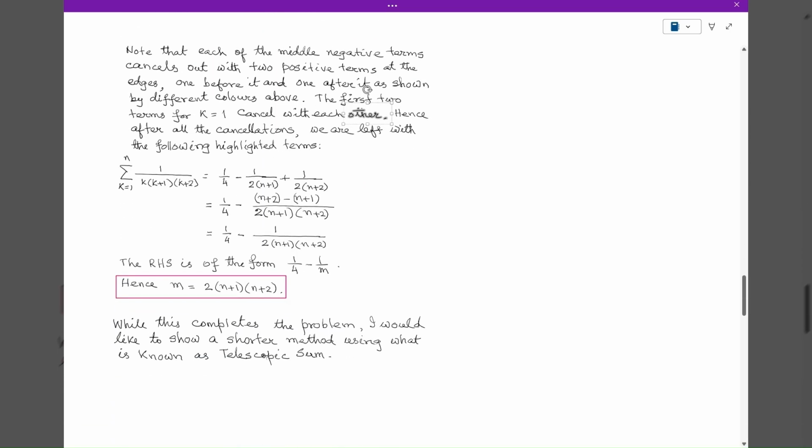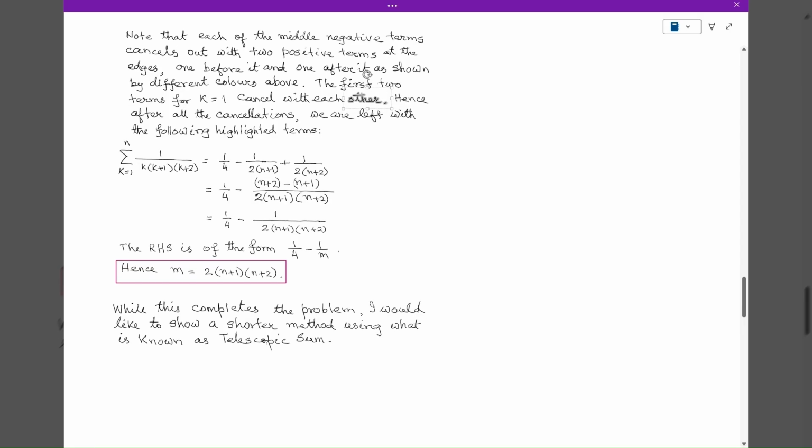Now, after cancelling out all the terms as we have explained, we will get only 1 by 4 minus 1 divided by 2 multiplied by n plus 1 plus 1 divided by 2 multiplied by n plus 2, and that is equal to the original summation that we desired.